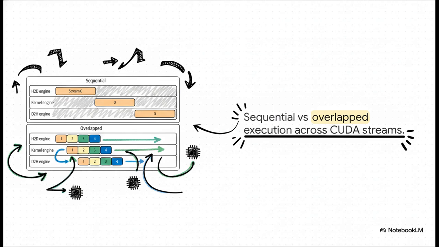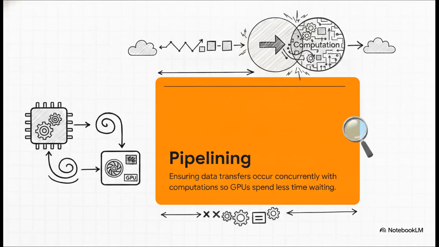Conversely, when you use an overlapped approach, multiple CUDA streams ensure that while one stream is computing on the kernel engine, another is already transferring the next batch of data. Everything stays constantly busy. This brings us to a foundational concept: overlapping communication and computation, or pipelining. It's basically the practice of ensuring data transfers occur concurrently with your ongoing computations. When one task finishes, the data for the next one is already sitting right there. This single concept is the absolute bedrock for building efficient training and inference systems at a massive scale.